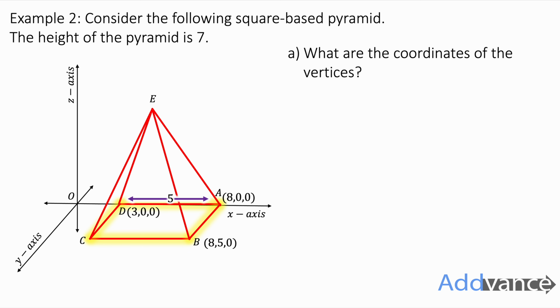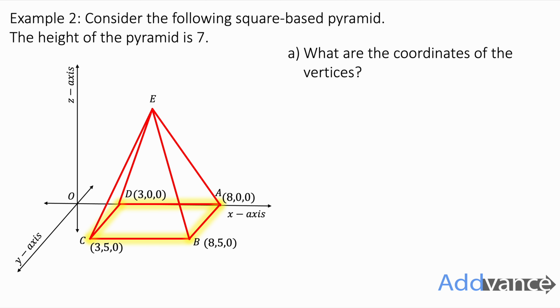Therefore, this coordinate is 8, 5, 0. It's 8 across and 5 out, so the distance is 5. That coordinate is 3, 5, 0, and now we have the 4 coordinates of the base, which are all a distance of 5 from each other. And it's really easy because they are lined up with the x and y axis.